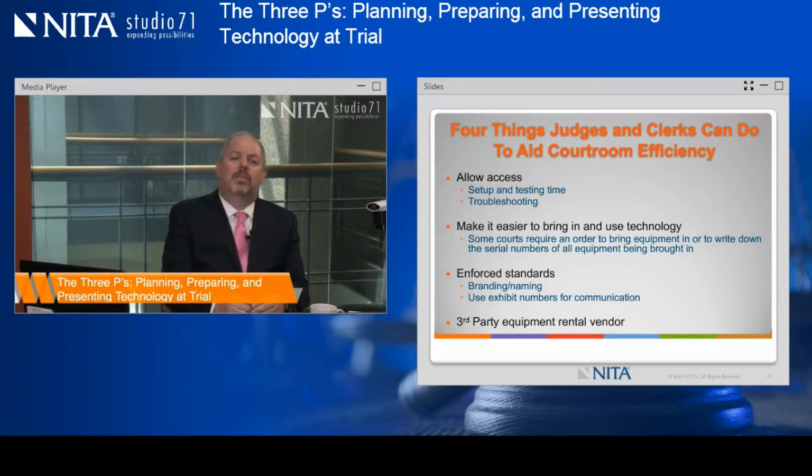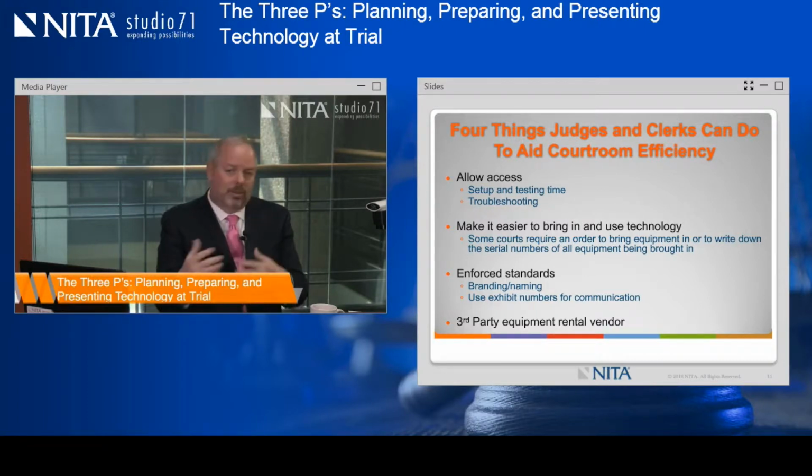It would be very helpful to enforce the standards embodied in the trial management order with branding and naming and using exhibit numbers for communication. When teams don't use exhibit numbers and they use some old number from a document or an exhibit, it can cause problems and delays and confusion amongst decision makers.